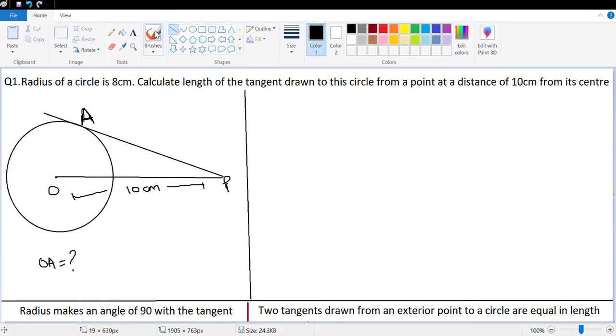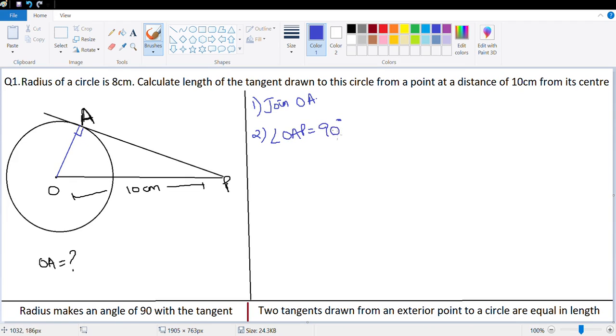Let's see if we can use certain things that we already know. Extremely simple. Let's first join O and A. So let's write number 1, join OA. Now number 2, angle OAP would be 90 degree. Angle OAP is equal to 90 degree.